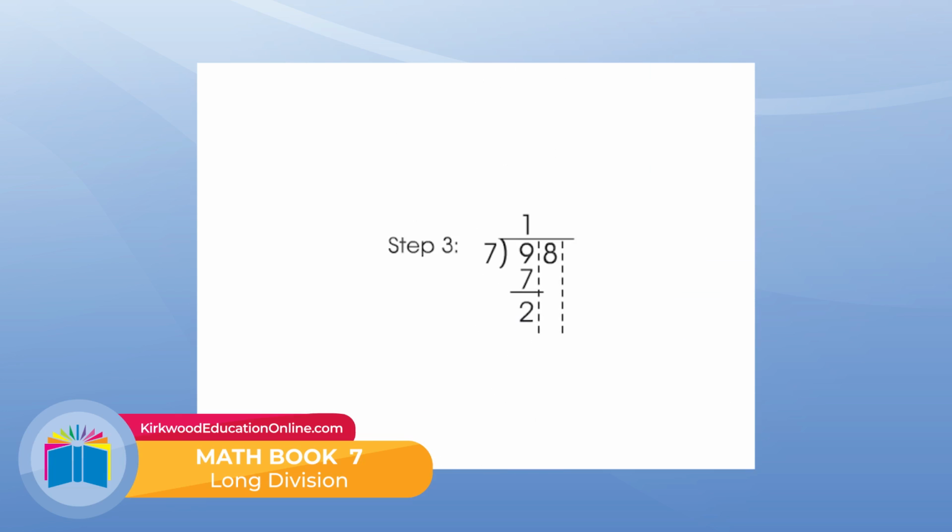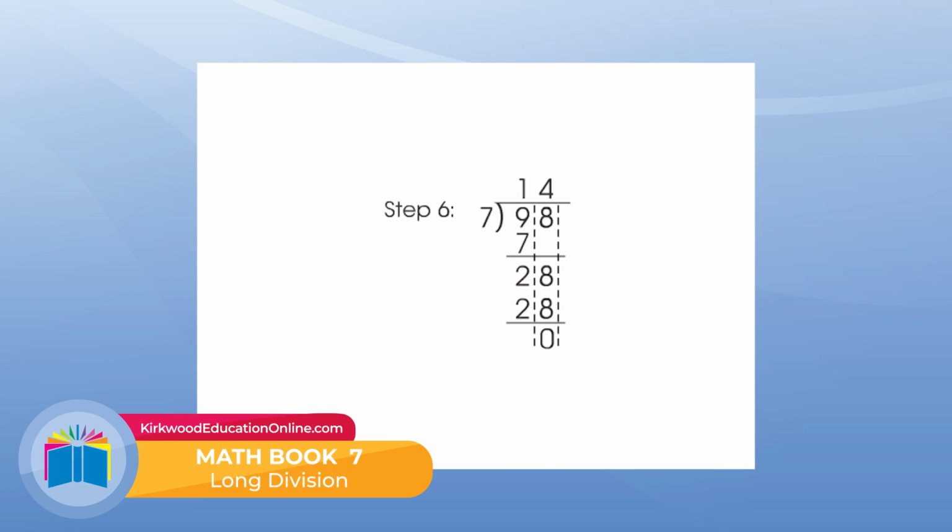Step 3 is to subtract. Subtract 7 from 9 equals 2. Step 4 is to bring down the next number of the dividend, which is 8. Step 5 is to divide 7 into 28. How many times does 7 go into 28? You know that. It goes in 4. The answer is 14. 98 divided by 7 is 14.